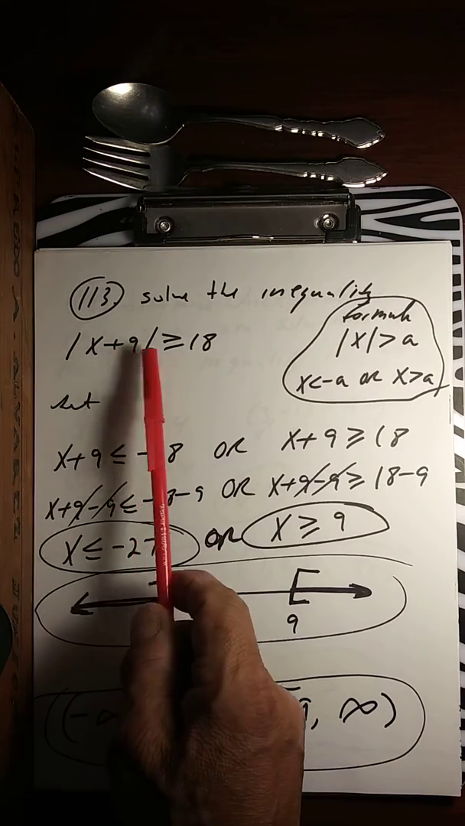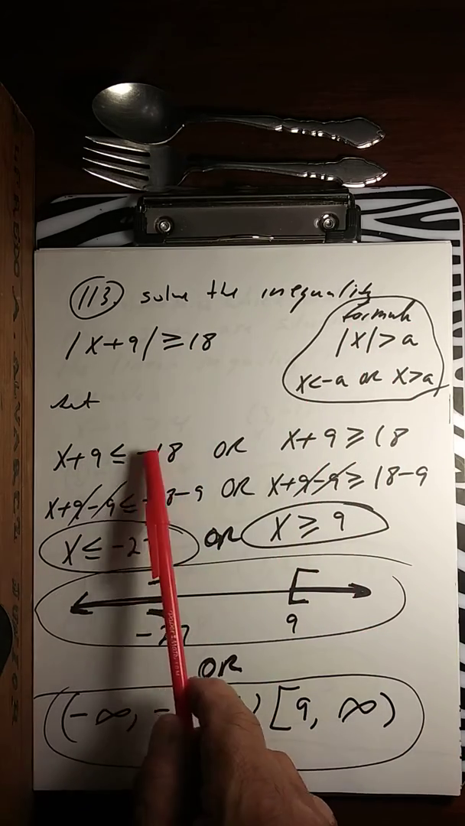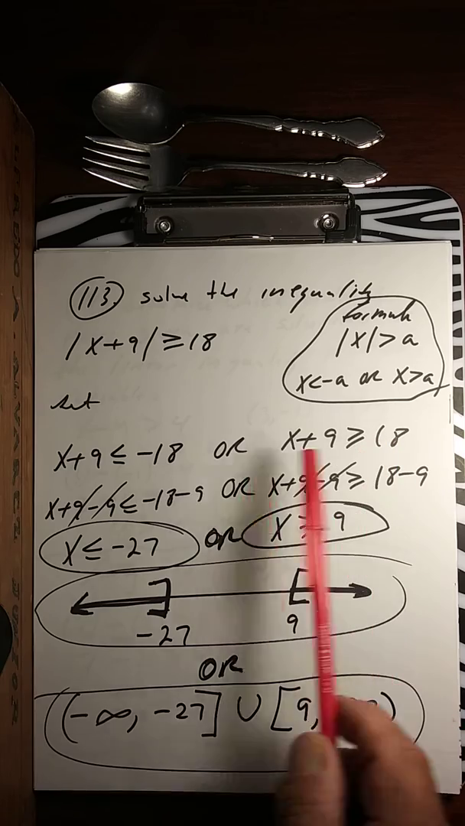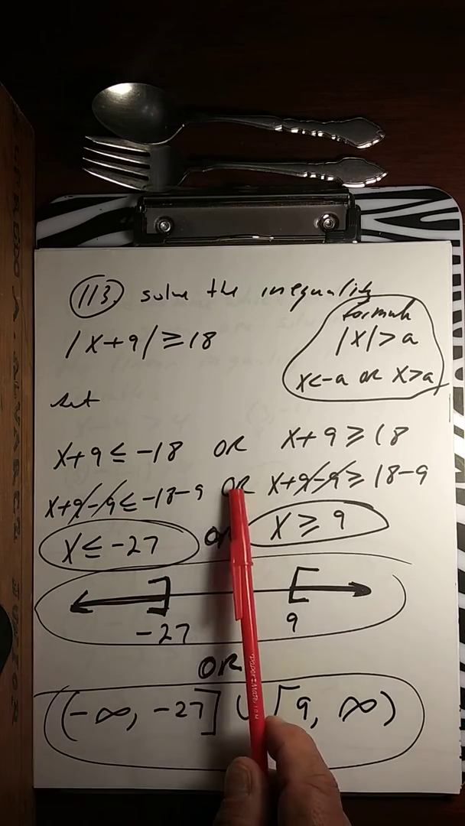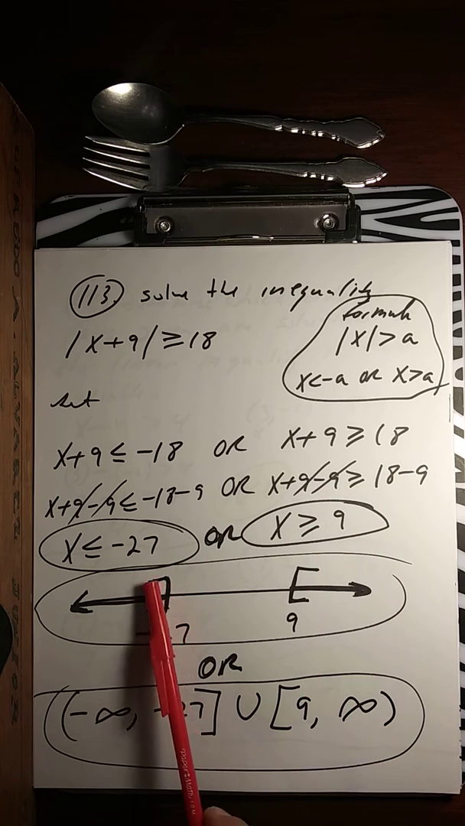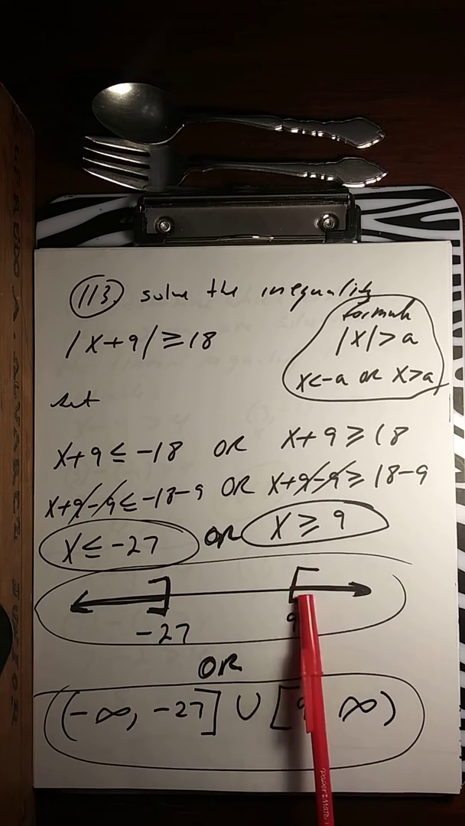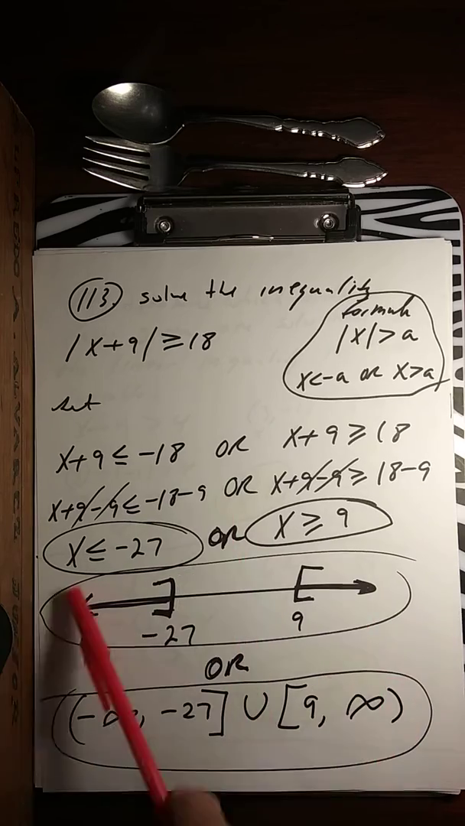Absolute value of x plus 9 bigger than or equal to 18, so it's going to be greater than, which means it's going to be less than negative 18, or it's going to be greater than 18. So minus 9, x is less than or equal to negative 27, or minus 9, x is bigger than or equal to what? 9. So including the negative 27, including the 9, goes this way, or negative infinity to negative 27, union 9 to infinity. These numbers right here.